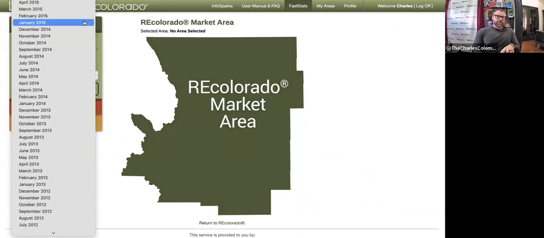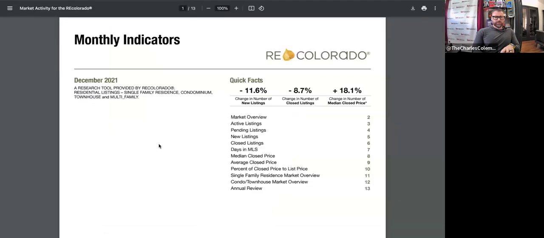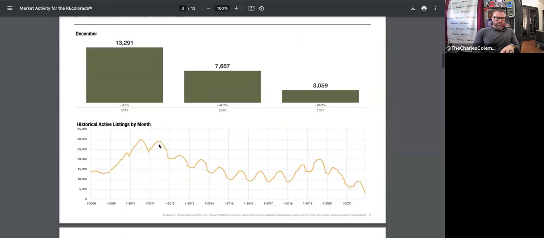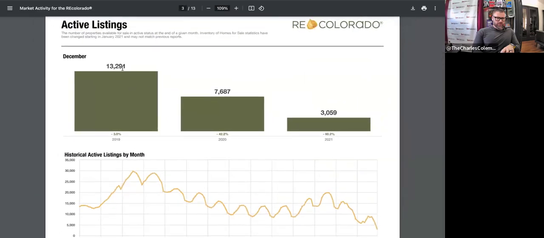We can actually go through and look. So if you're talking about these neighbors, right, and we want to be like, okay, well, let's talk about 2021. Let's look at December 2021 for fun. So here we go. Let's skip through a little bit. December active listings in 2019, we had 13,000. 2020, we had 7,687. In 2021, we had 3,000 listings. Again, money was cheap, right?